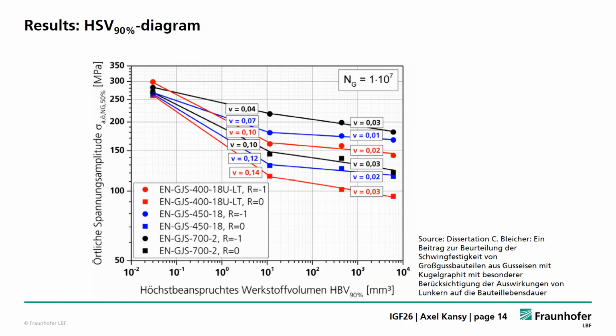Bleicher investigated different nodular cast iron grades and determined the curves shown in the diagram here. We first see a sharp drop in stress, and then a flattening of the curve can be observed. But we don't see a sudden increase as we have seen it for the gray cast iron.